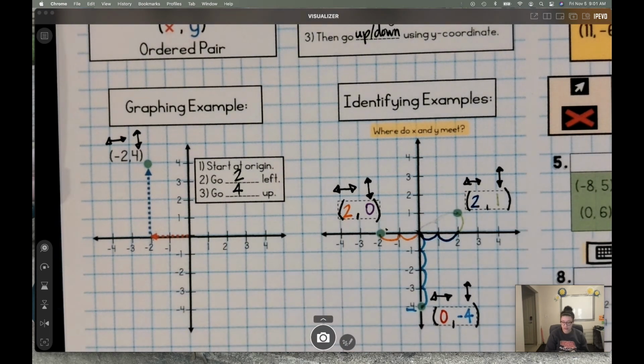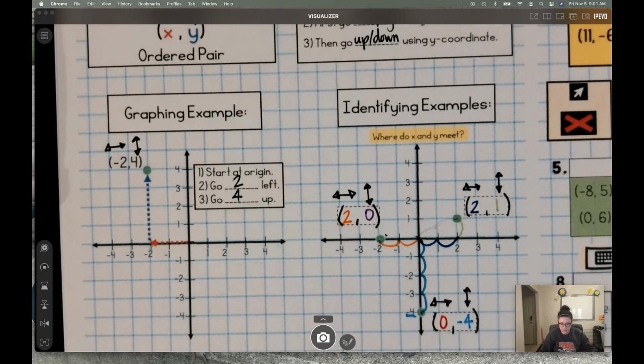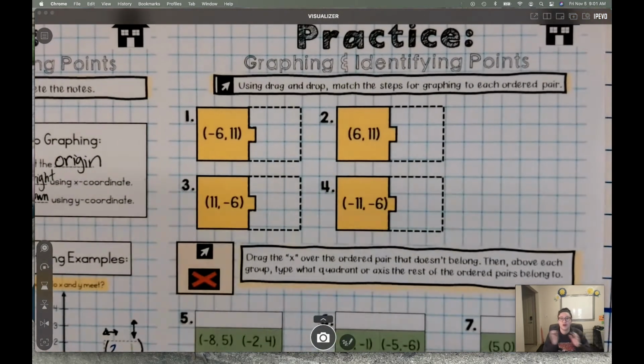If you have any questions about this, let me know. If you need to pause the video, rewind, or see something again, go for it. Otherwise, I'm going to move on to the next section up over here.